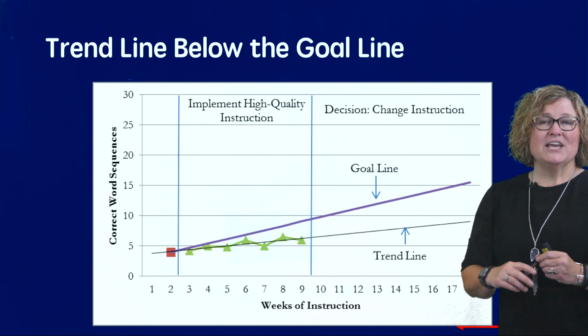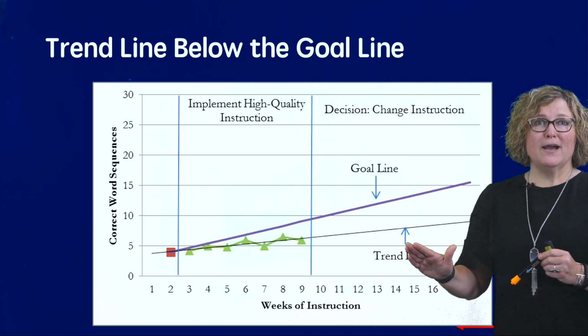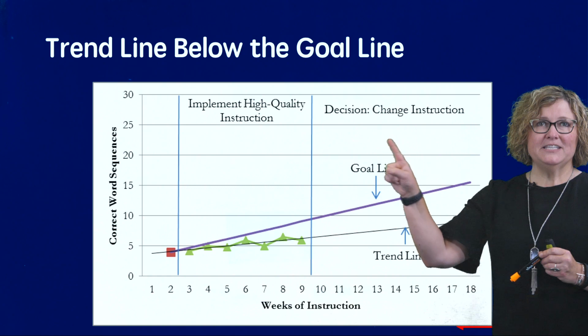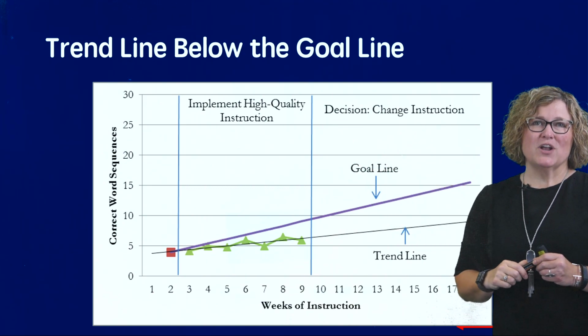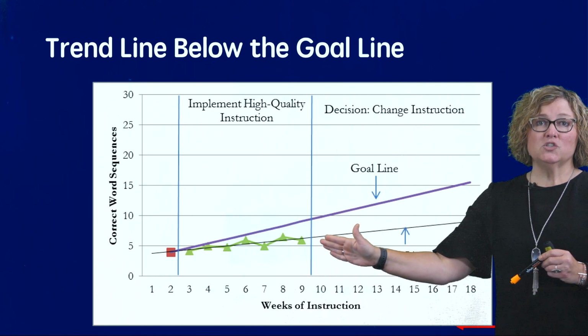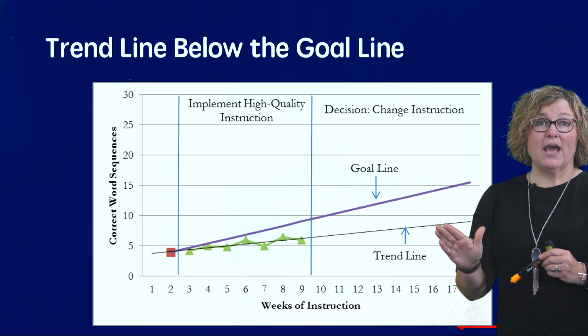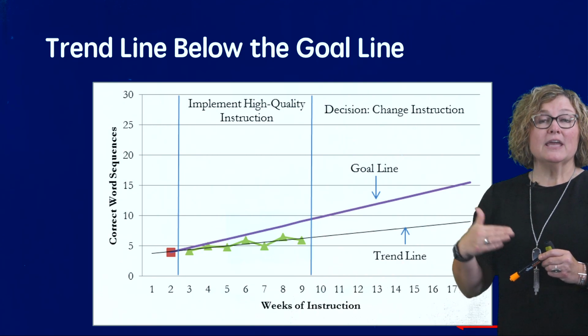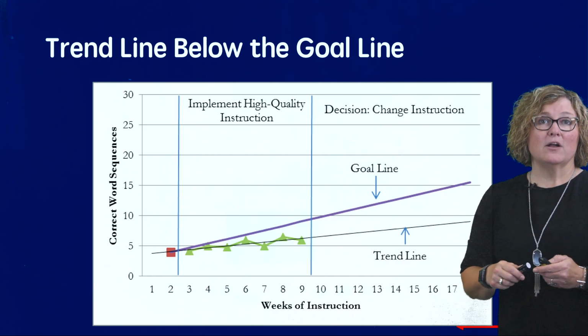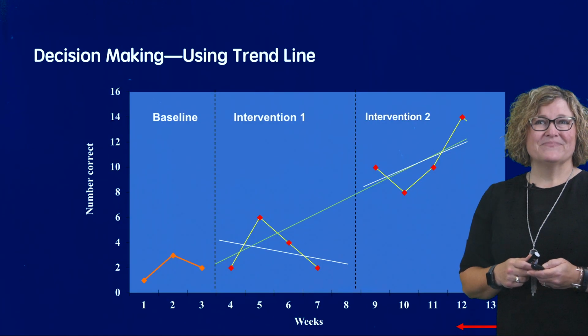In this case, trend below the goal line. Again, little hint here, you can see the decision would be change instruction. And so in this case, the student right now is not on track to meet long-range goal. We need to change instruction if we hope for that student to get back on track.